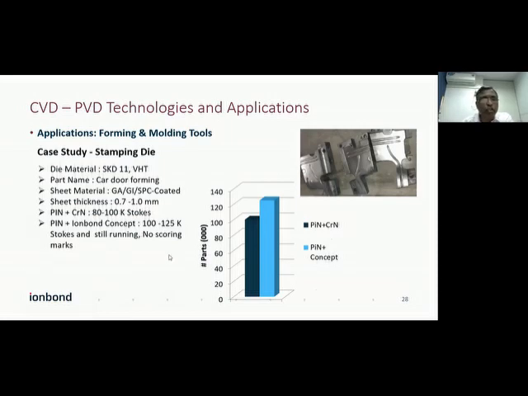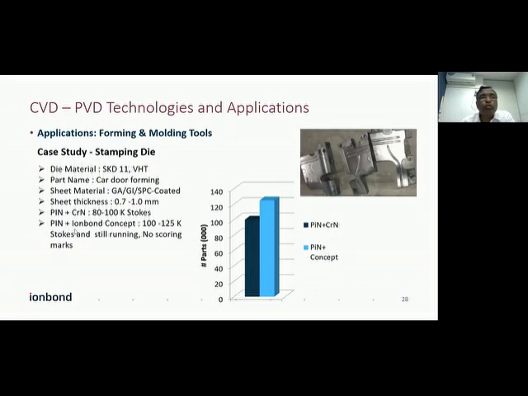This stamping die is used for the manufacturing of the car door. Here you can see that the sheet thickness is 0.7 to 1 mm, and the sheet material is galvanized SPC coated sheet. If we do plasma nitriding and chromium nitride coating, where the coating hardness is in the range of 2000 to 2200 HV, we can get 82,000 strokes, that is about 1 lakh strokes.